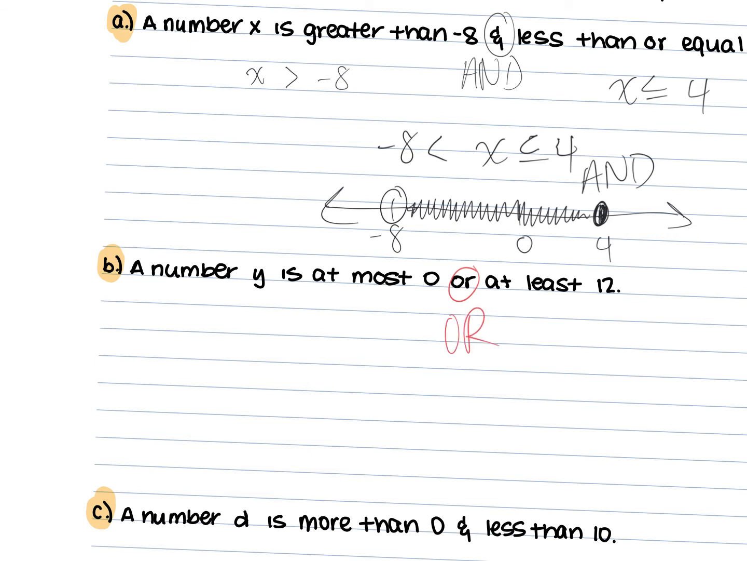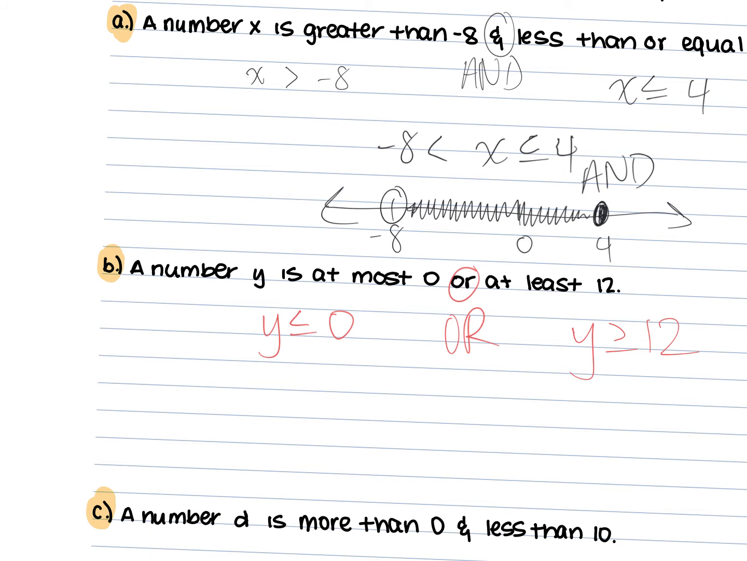Y is at most 0. Someone convert that into an inequality. Y is at most 0. Michael. Less than or equal to? Very good. Y needs to be less than or equal to 0. And then at least 12. So y needs to be less than or equal to 0, or y needs to be greater than or equal to 12.